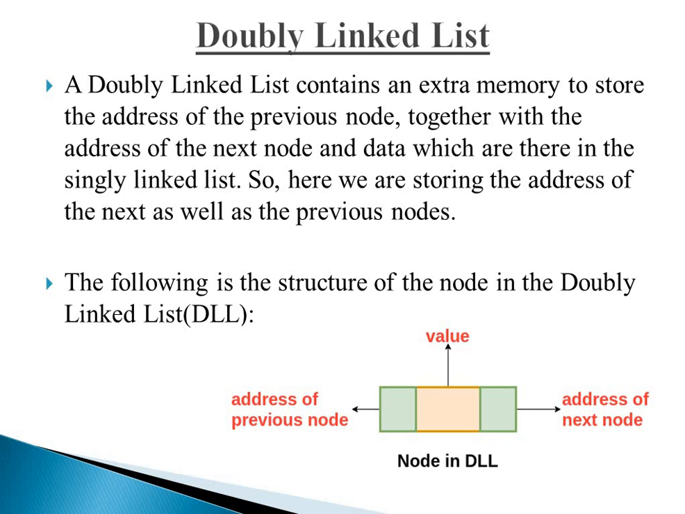Basically, if you are defining the double linked list, it is a collection of different nodes and each node has three parts. The first part contains the address of the previous node, the second part contains the value of the particular node, and the third part contains the address of the next node. So you can see the structure of this double linked list, right? Here the first part is the address of the previous node, the second is the value, and the third one is the address of the next node.